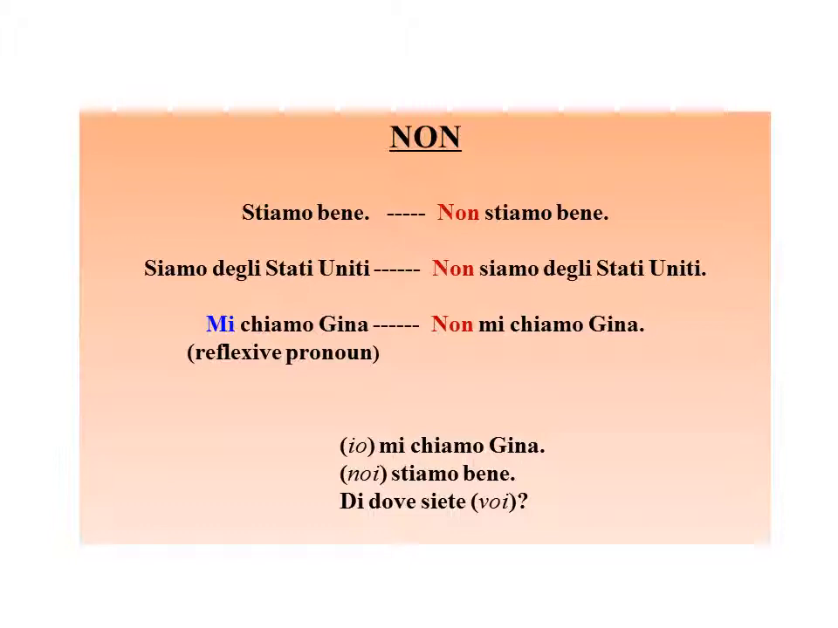Remember that even when they are not stated, the respective subject pronouns are implicit. The subject of the sentence mi chiamo Gina is io. The subject of stiamo bene is noi. The subject of di dove siete is voi.